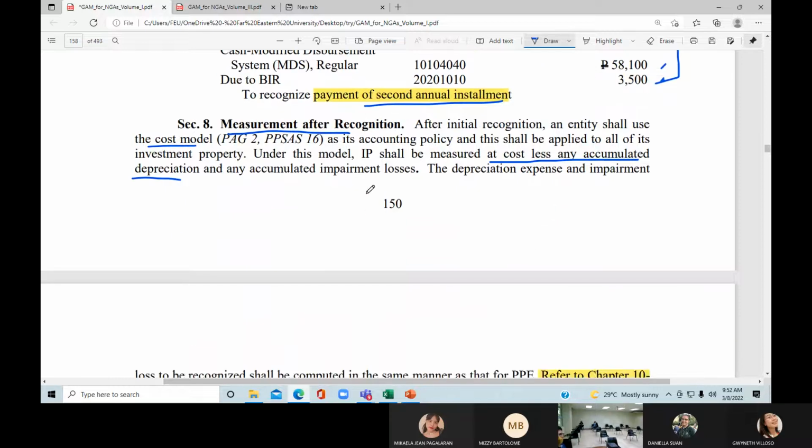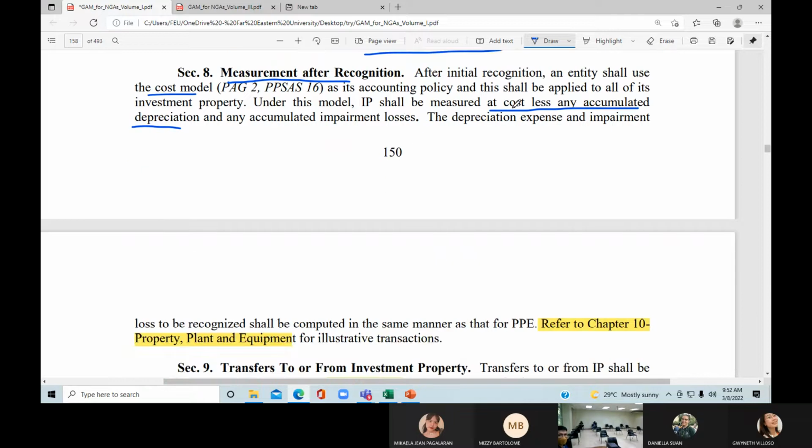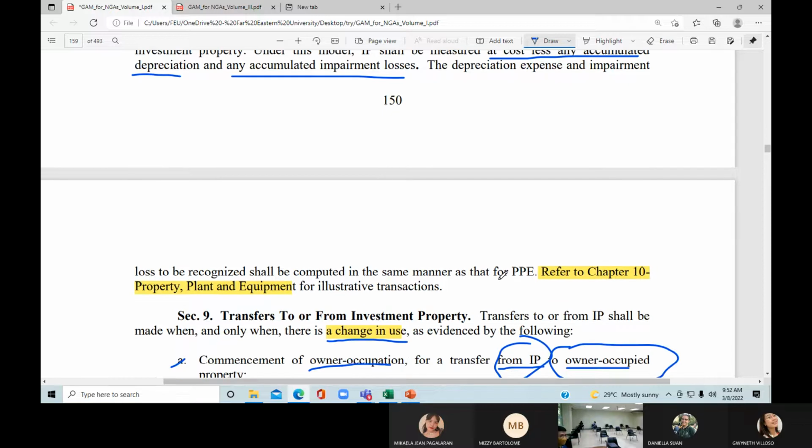Okay. Then subsequent measurement o measurement after initial recognition. Cost model niya. Walang fair value model. So, mangyayari lang cost less any accumulated depreciation and accumulated impairment losses. Illustrative entries, madi-discuss sa chapter 10, PPE. So, next meeting, no? Wala pa ng meeting kasi magre-record lang tayo na lecture dyan for PPE.